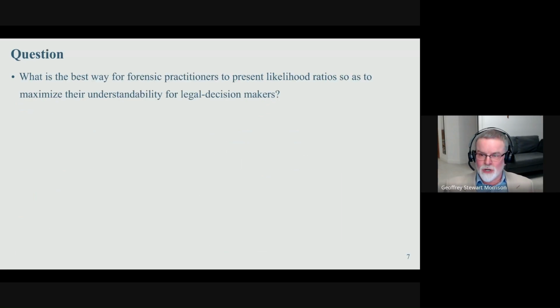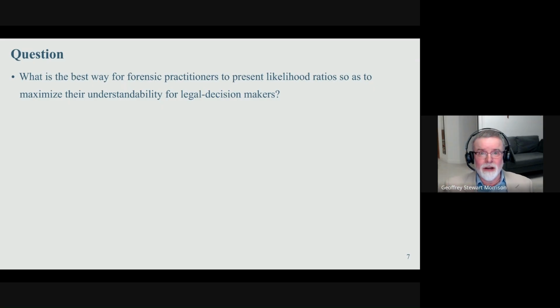So back to the question. This is a slightly longer version of the question that I'm asking: what is the best way for forensic practitioners to present likelihood ratios so as to maximize their understandability for legal decision makers? And why are we asking this question? Well, because it's widely agreed that the likelihood ratio framework is the correct way for forensic practitioners to evaluate strength of evidence.